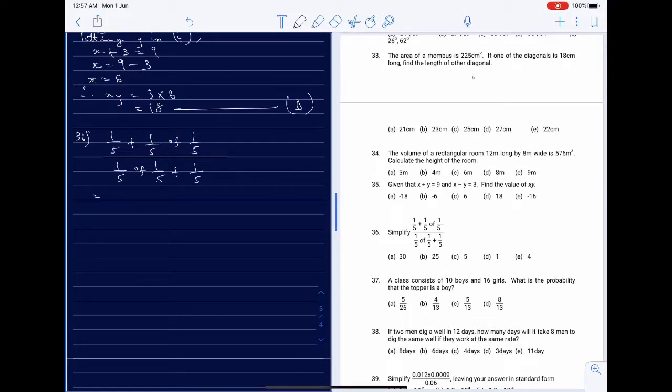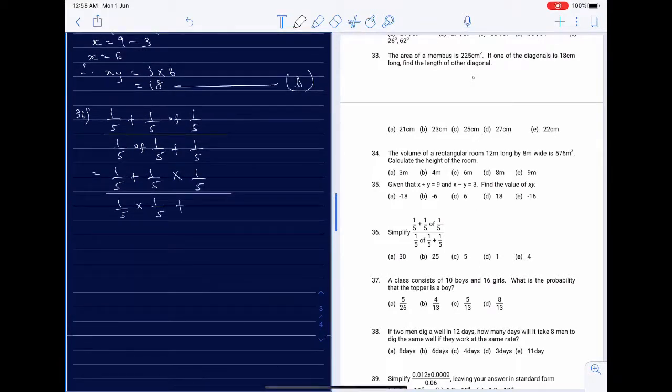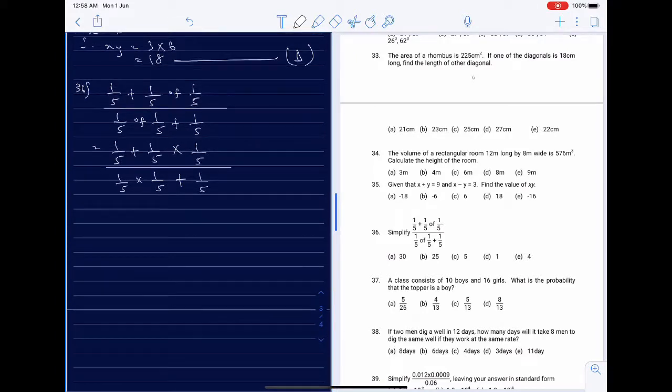Of course, you know we're using BODMAS here, multiplication before addition. So this means 1 over 5 plus 1 over 5 of, which means times 1 over 5, divided by 1 over 5 times 1 over 5. Brackets, of, multiplication, addition, and subtraction. We are using BODMAS. Now 1 over 5 of means times 1 over 5 plus 1 over 5. That's for the denominator.